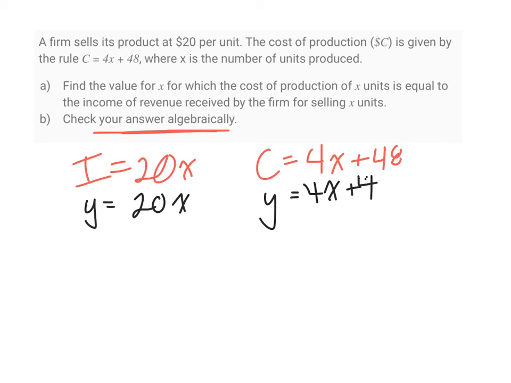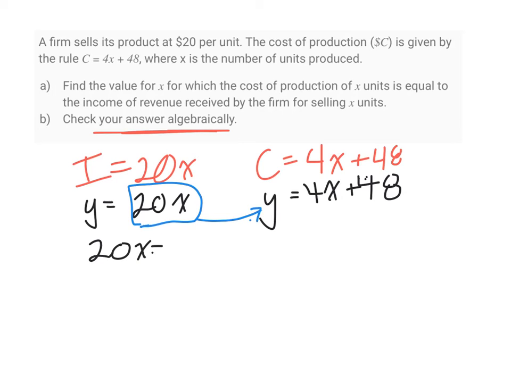So when I look at this, it's already kind of isolated. So I'm not going to try to solve by elimination. I'm going to solve by substitution, because we already have y isolated. You have two situations where y is isolated. So I'm going to substitute 20x into the other equation. I'm going to take this 20x right here, and substitute it in to the y value in the second equation. When I do that, I get 20x equals 4x plus 48.